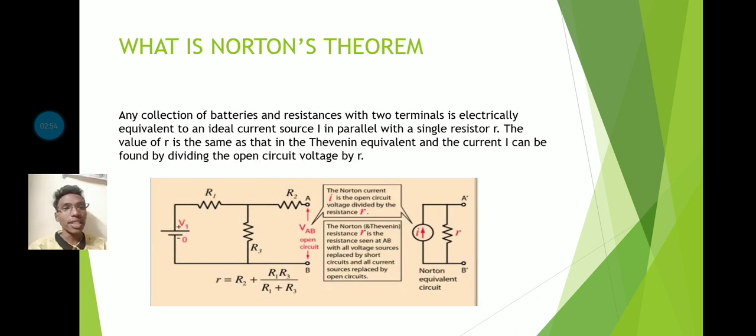Now we see what is Norton's theorem. Any collection of batteries and resistance with two terminals is electrically equivalent to an ideal current source I in parallel with a single resistor R. I is a current. The value of R is the same as that in the Thevenin's equivalent. The current I can be found by dividing the open circuit voltage by R.